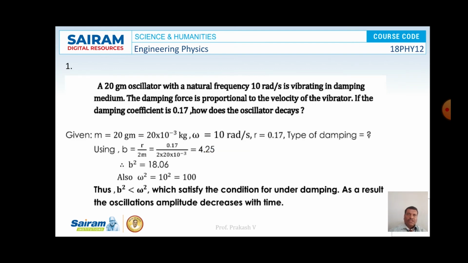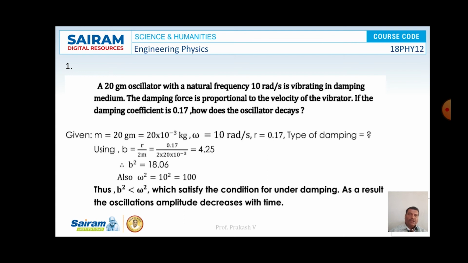Now let us look at a problem. A 20 gram oscillator with a natural frequency 10 radians per second is vibrating in a damping medium. The damping force is proportional to the velocity of the vibrator. If the damping coefficient is 0.17, how does the oscillator decay?